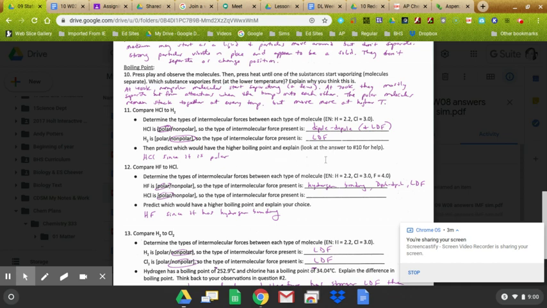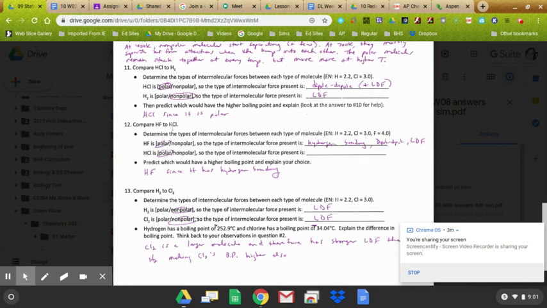So predicting then which one of these would have a higher boiling point: something with dipole-dipole, a polar molecule attracting to another polar molecule where those oppositely charged ends are permanent, is going to have a stronger attraction and therefore a higher boiling point.